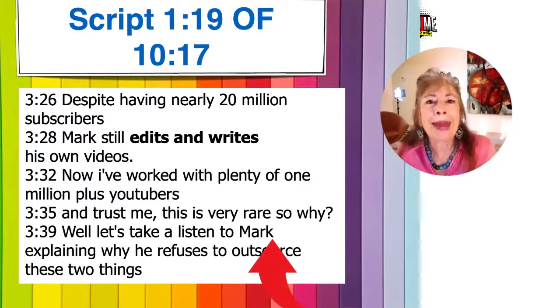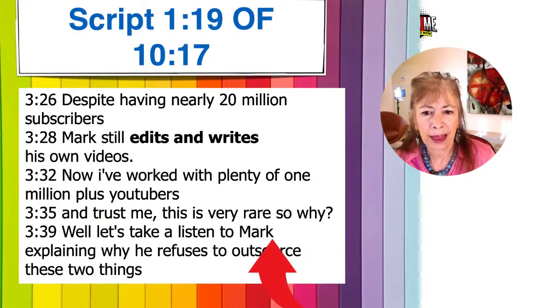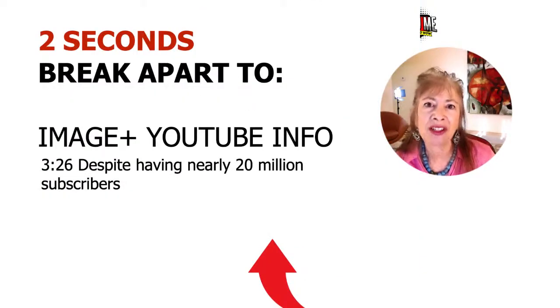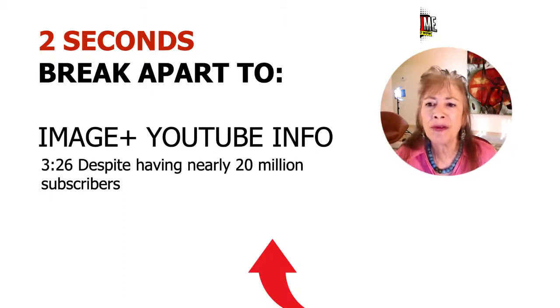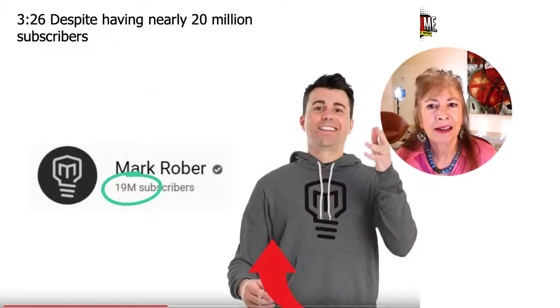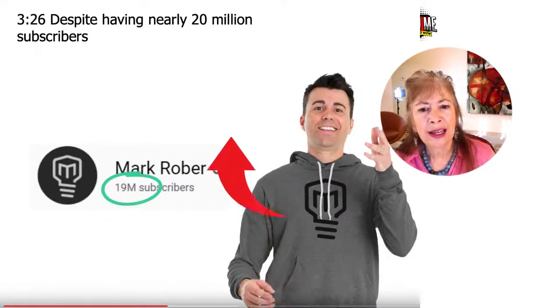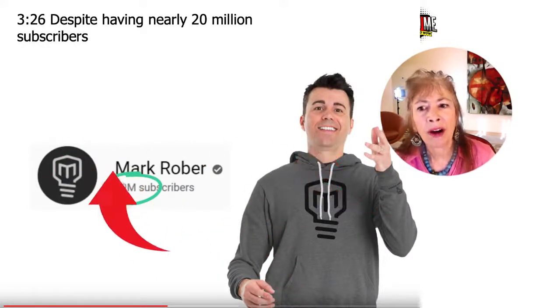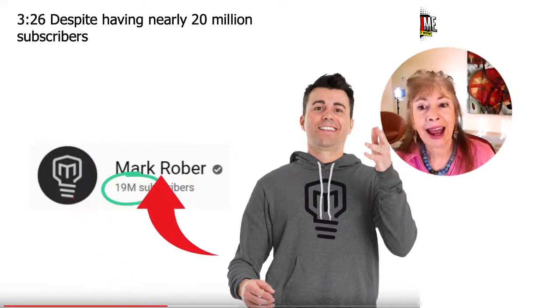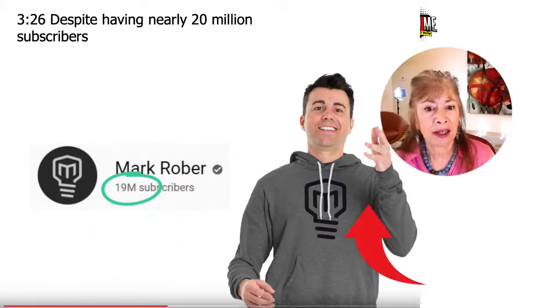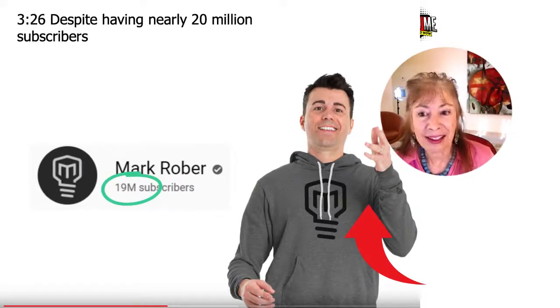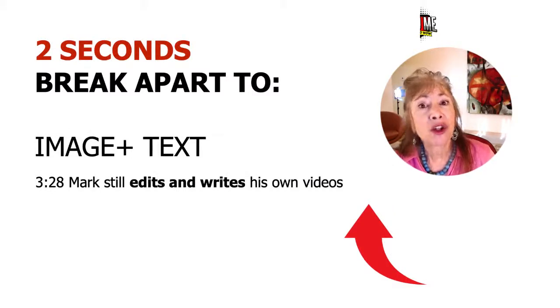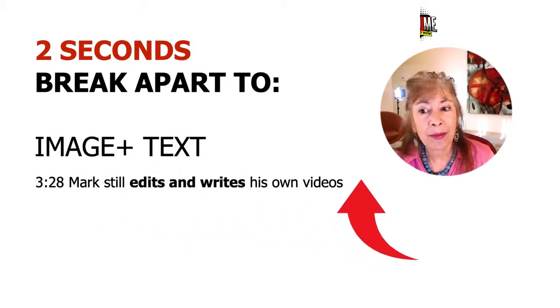Now, so this is just me reading the script, right? Let's go to what the images look like. The very first one is an image plus YouTube information, and it's 2 seconds on the screen. So the first thing we see is a picture of Mark Rober, and we see his icon and the name that he has for his channel and 19 million subscribers. Well, he's got 500,000 more subscribers than he had when Patty Galloway made this video. So that's pretty amazing. Okay, 2 seconds later, it cuts to image and text.